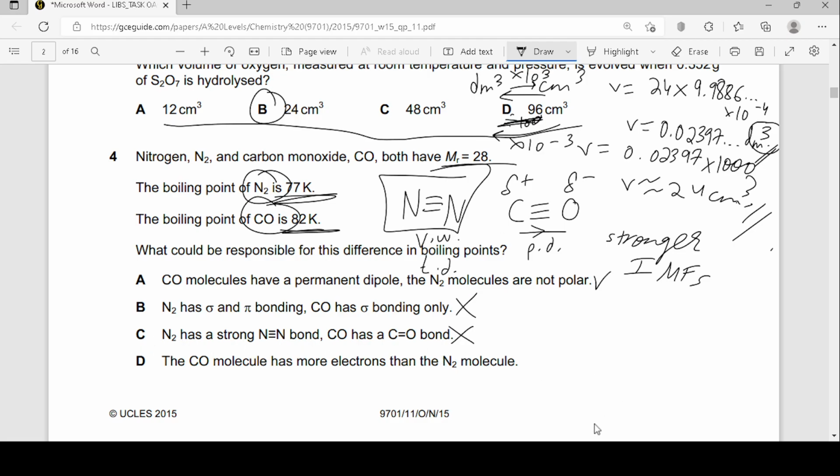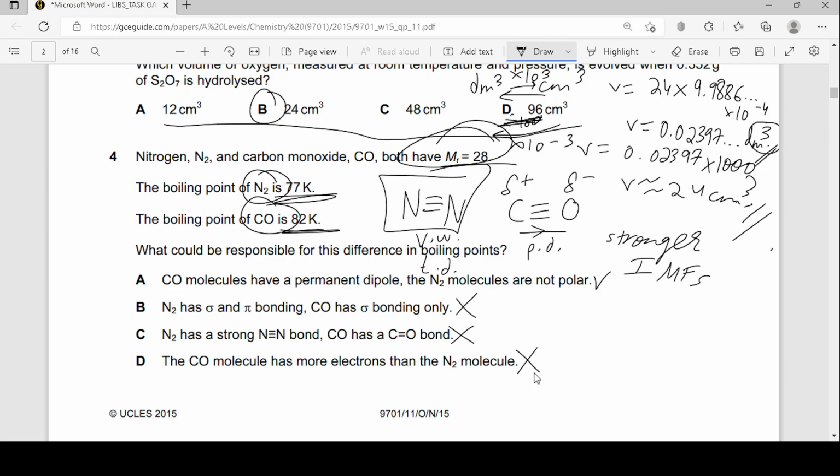The CO molecule has more electrons than the N2 molecule. Well, they both have MR 28, so you can't really compare them on the basis of MR or electrons, can you? That explanation you only use when you are comparing two compounds that both have temporary dipole forces. So then you can compare them on the basis of number of electrons or MR.